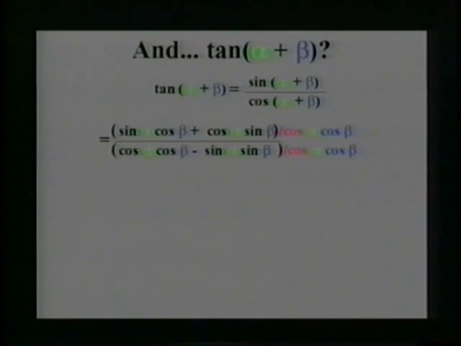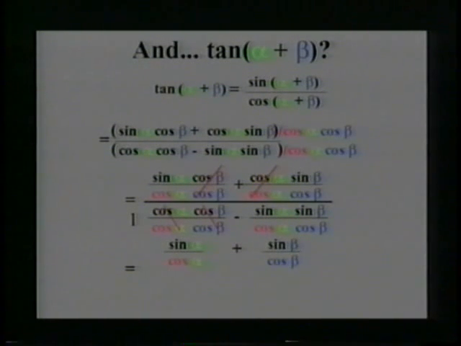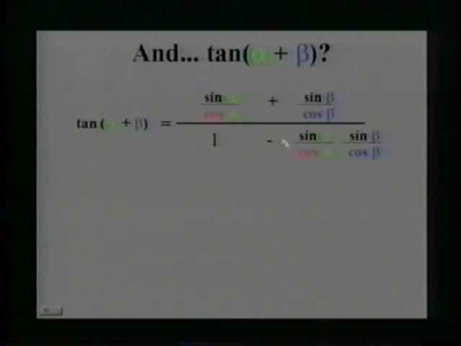Okay? I'm going to play my same game, dividing by cosine alpha, cosine beta, on top and bottom, which I'm allowed to do because I'm really dividing by 1. And rushing through this. And now let's cancel. I'm going to get the sine over cosine of alpha plus sine over cosine of beta over 1 minus sine over cosine of alpha, sine over cosine of beta. Okay, and it looks very much like the last theorem, doesn't it?